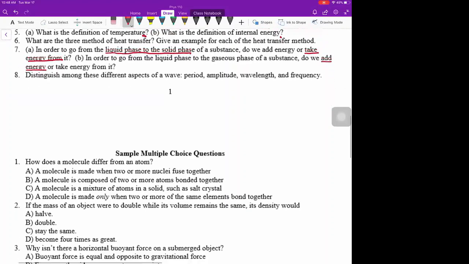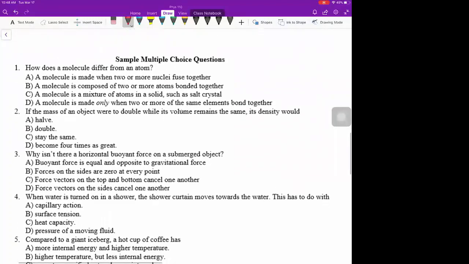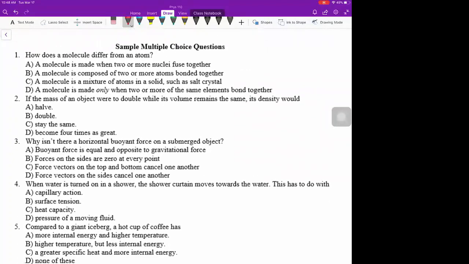All right, I have a couple minutes. I'm going to go through these multiple choice questions and give you the answer for each one of them. So let's look at the first one here.